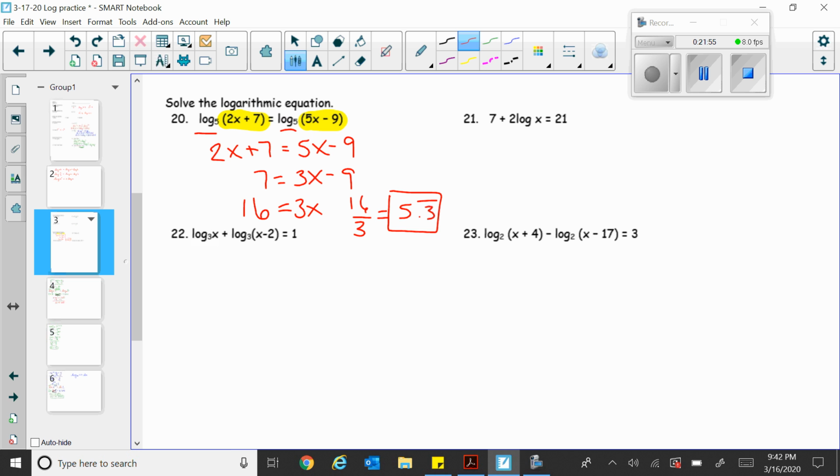Okay. On number 21, these are a little bit different because you've got to get the logarithm by itself, and you don't have a log on both sides. When you only have one logarithm, you need to get it by itself. So the first thing I would do is subtract the 7 from both sides.